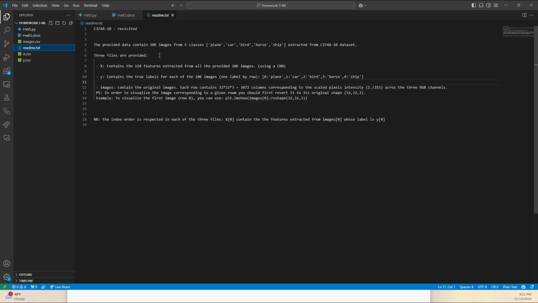This was the README. It just gives you a general understanding of the data. There's 10,000 images from 5 classes: plane, car, bird, horse, and ship. So that's what all of these images consist of. There's 128 features. This is the IDs they correspond to. This is how the image is stored. So that's how you need to represent it or shape it.